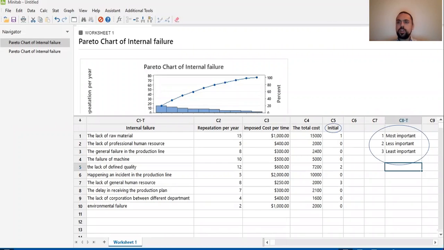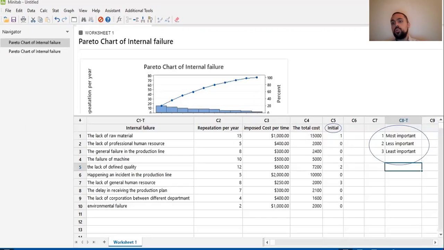Now, we are going to talk about cluster K-mean analysis. The first step is to define the initial guesses in this part. For instance, I wrote 3 numbers in Minitab.